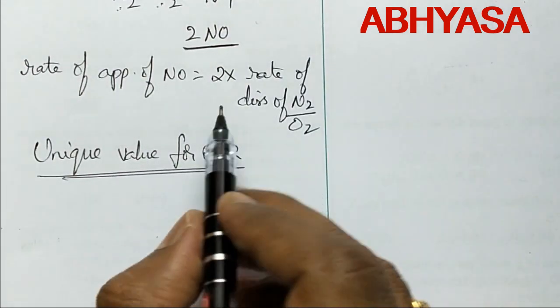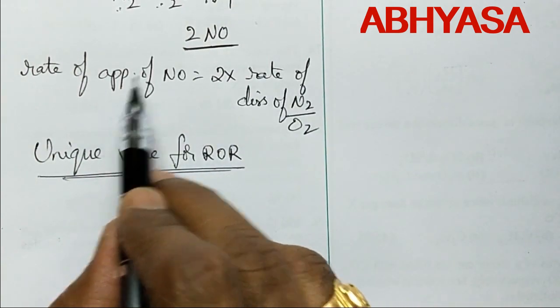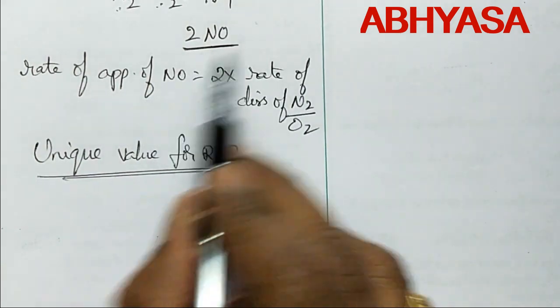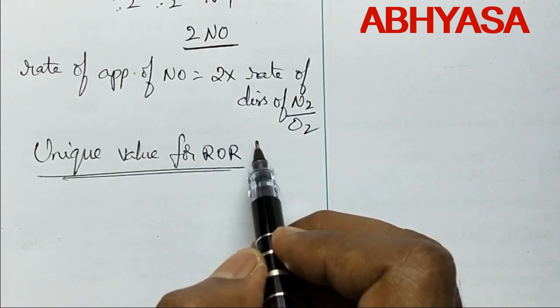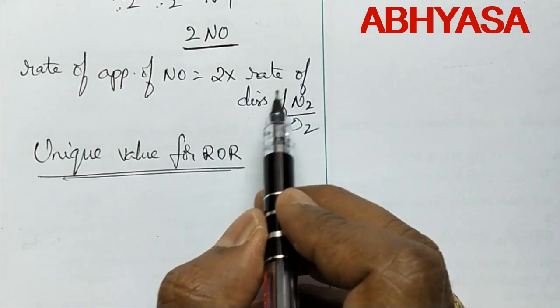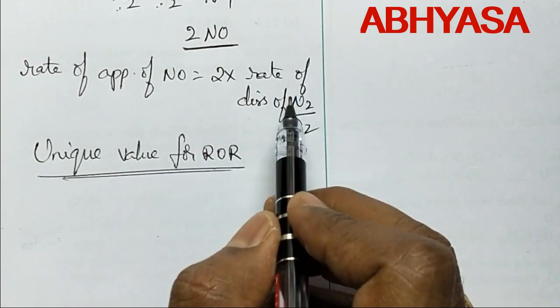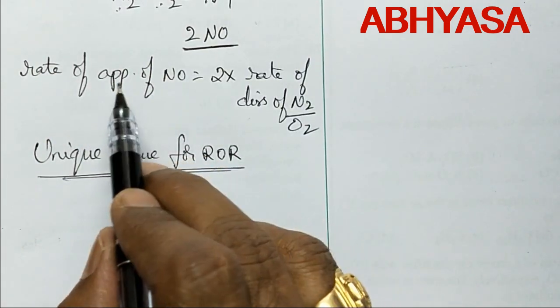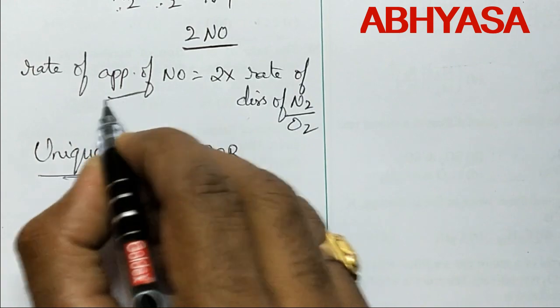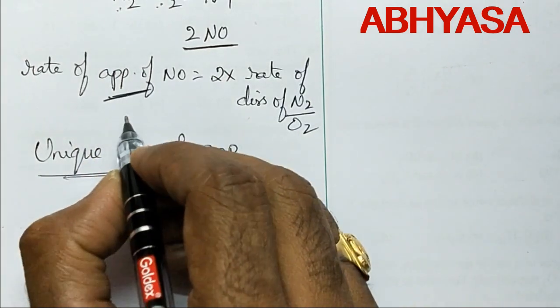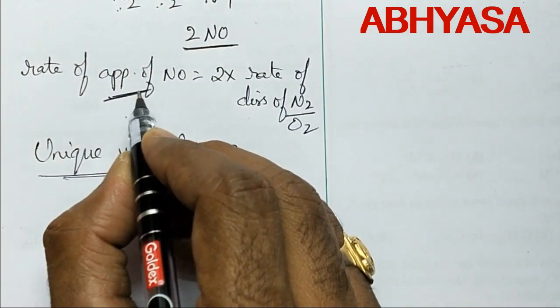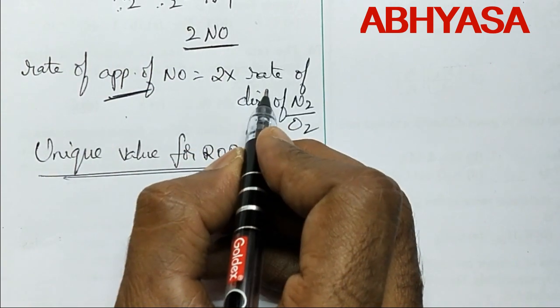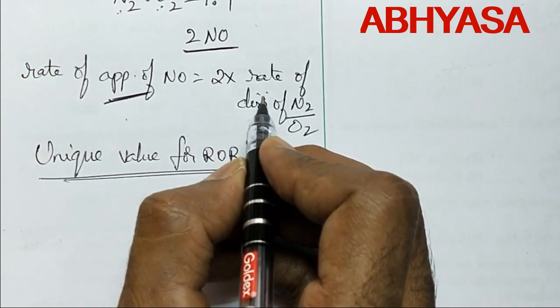Since the rate of appearance of nitric oxide is twice the rate of disappearance of nitrogen, in order to equate the rate of disappearance of nitrogen and the rate of appearance of nitric oxide, we need to make this rate half so that it will be equal to this particular rate, isn't it?